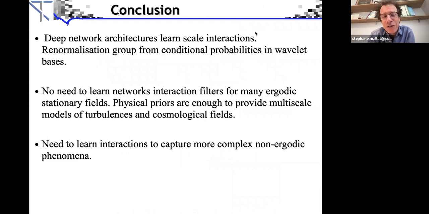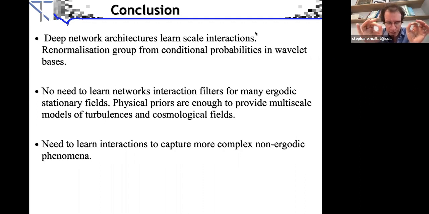Basically, my first important conclusion is that it seems really that these deep network architectures are learning scale interaction. This topic of scale interaction is an old topic in physics. We know that turbulence is about scale interaction, small scales creating larger scales, and a propagation of energy across scales. One can view these architectures as a way to learn these interactions. The second thing is that the renormalization group framework is, I believe, an appropriate framework to understand what's happening. In particular, it allows us to understand why suddenly you are preconditioning the problem.